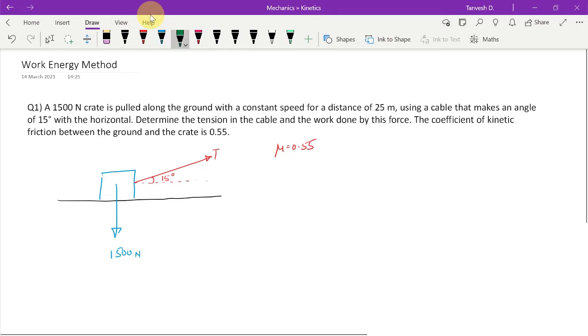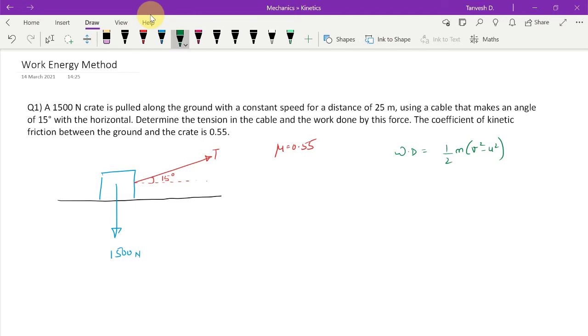What is the work energy method? It is work done is equal to half m (v square minus u square), that is the change in the kinetic energy. So what is the work done? Work done is the summation of all the forces acting along the direction of the displacement multiplied by the displacement.